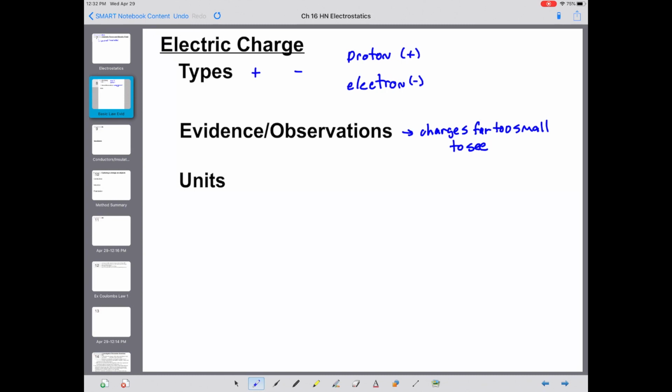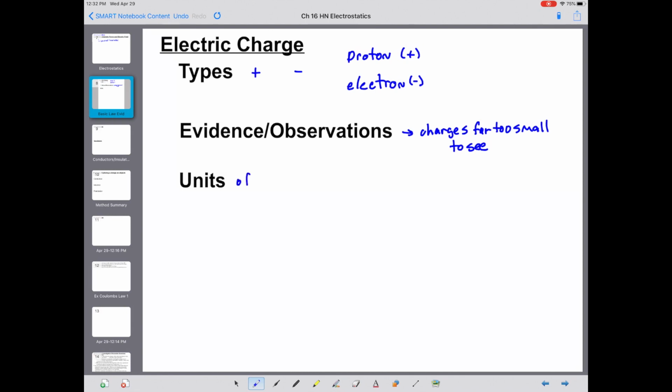So then in this chapter, you have to get used to making larger observations and then inferring what the charges would have to be doing to be able to result in that observation. More as we get into our different methods of charging.